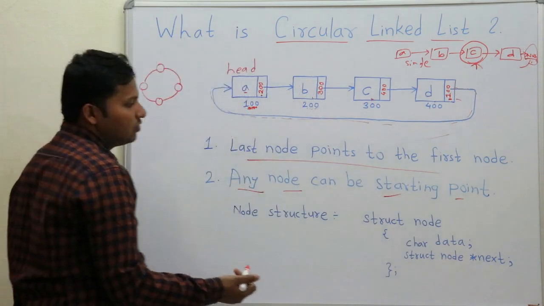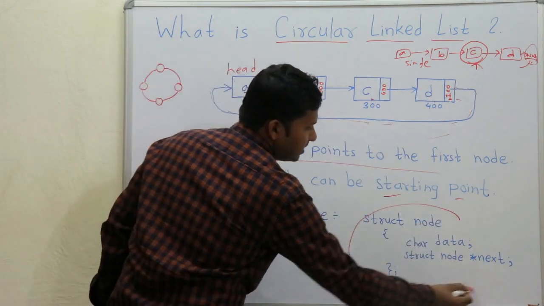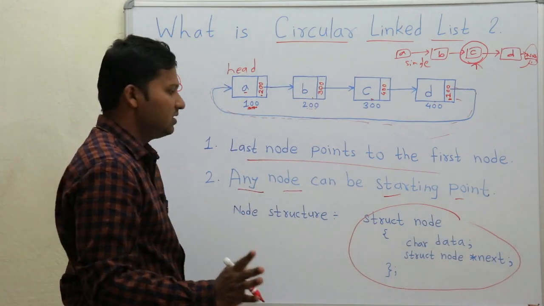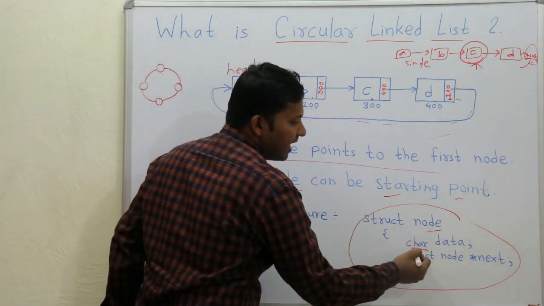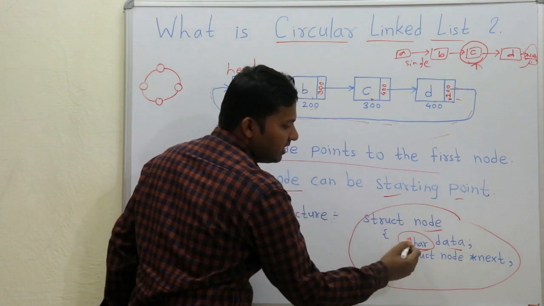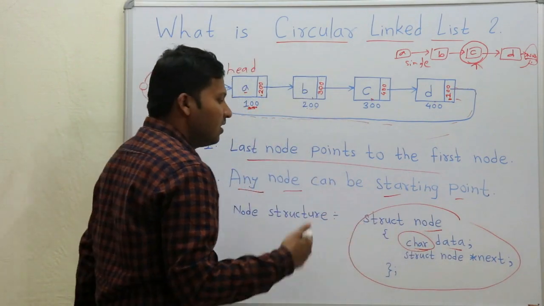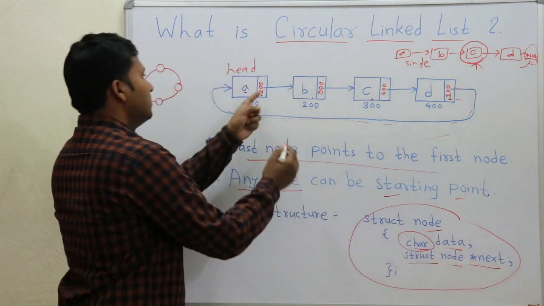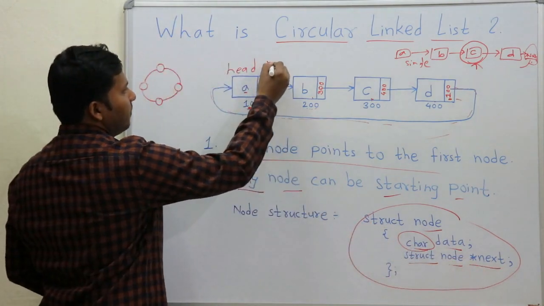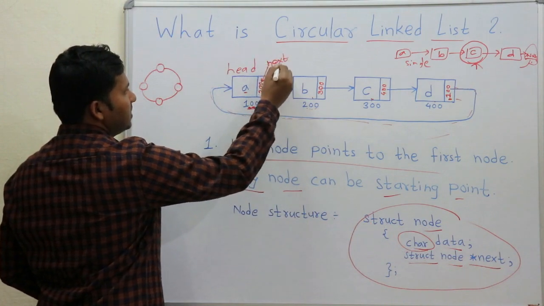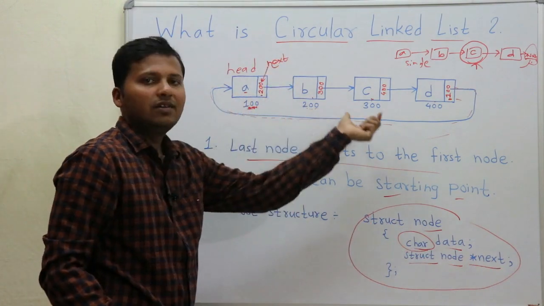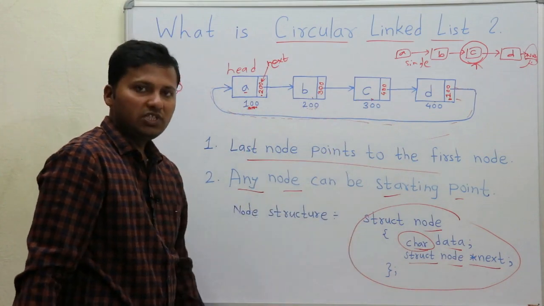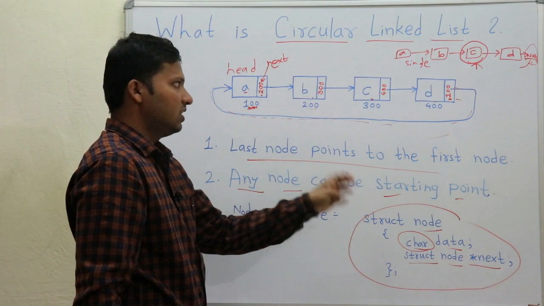Okay, now the node structure of a circular linked list is similar to a singly linked list. There is no difference. See, struct node, character data. This can be any data type, integer, character, float, any data type, and struct node star next. So this is the next field. This field stores the address of the next node. So this is the structure. There is no need to change the structure for a circular linked list.